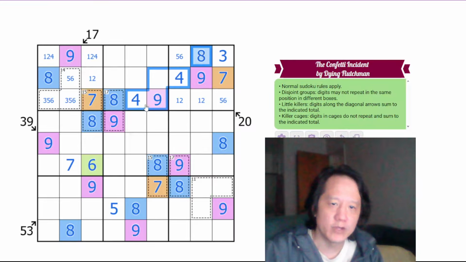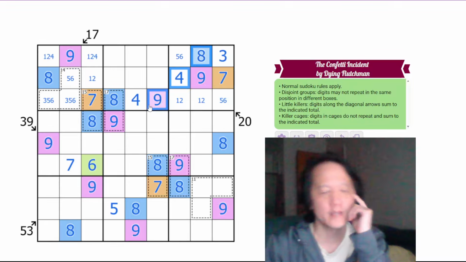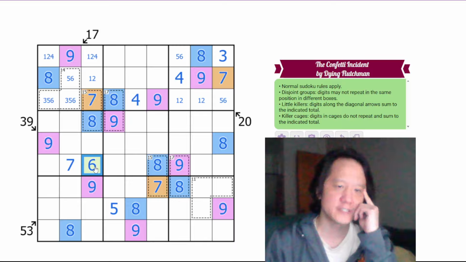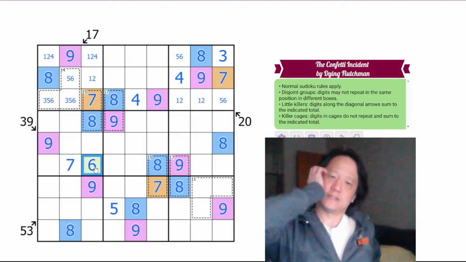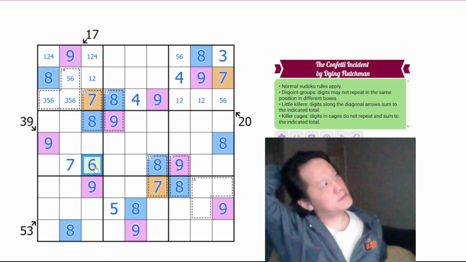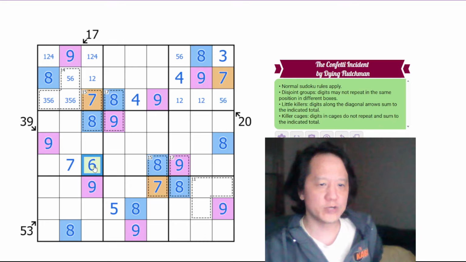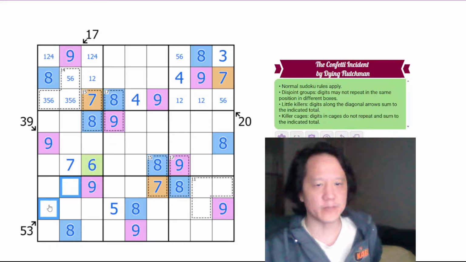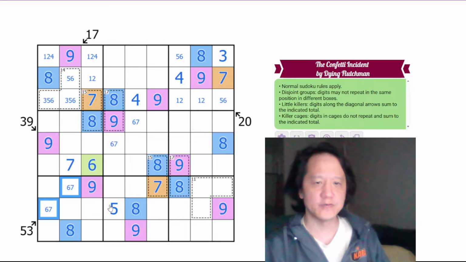Okay, what do we have along this diagonal? We have 4, 8, and 9. That adds up to 21. Plus 6. 21 plus 6 is 27. 53 minus 27 is 26. And this is 6, 7 at most, 6, 7 at most. So this must be a 6, 7 pair. So this is 6, 7, 6, 7.